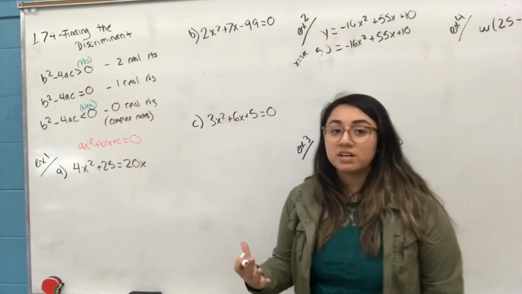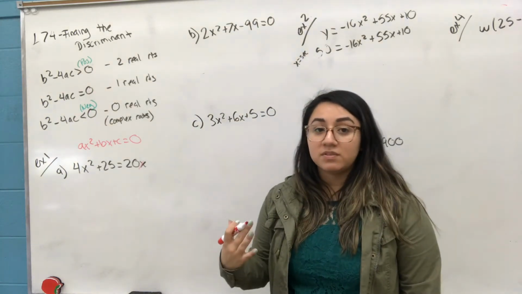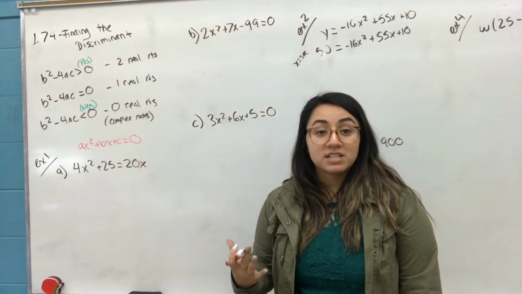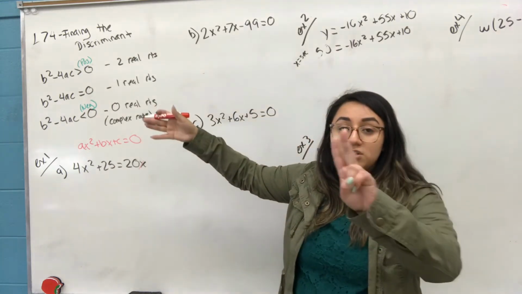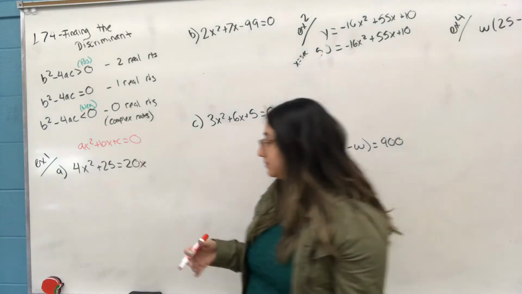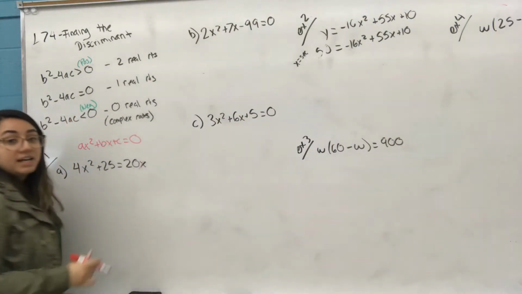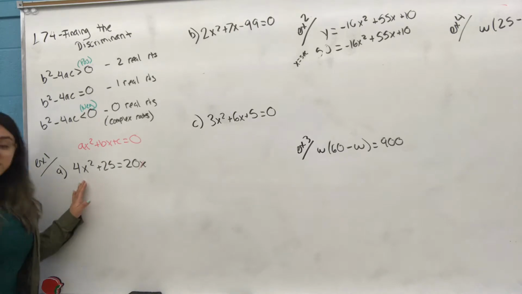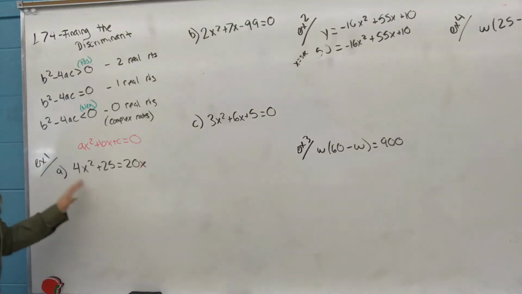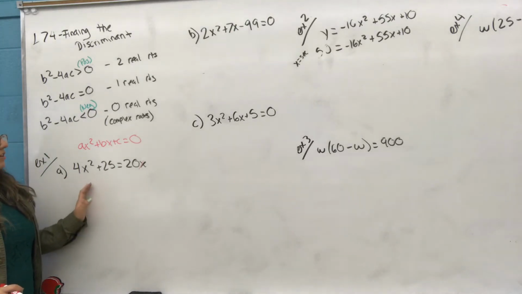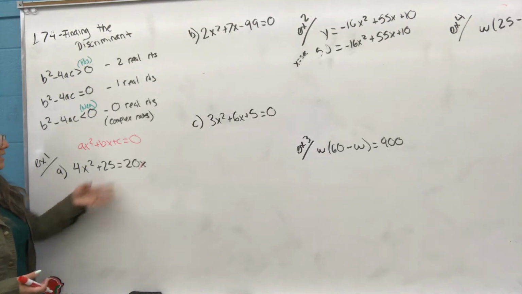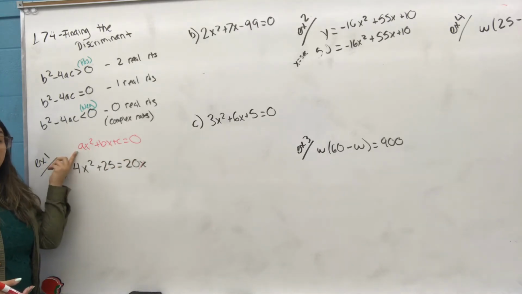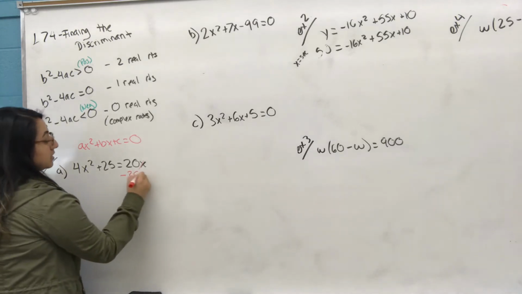Example 1, we're going to solve for these discriminants. We're not trying to solve and we're not trying to factor these numbers out. We're just trying to find the number of roots, so it's 2, 0, or 1. Example 1, we have this equation over here. We want to solve for the discriminant. Make sure when you're solving for the discriminant, it's in standard form, so we're going to move this term over.